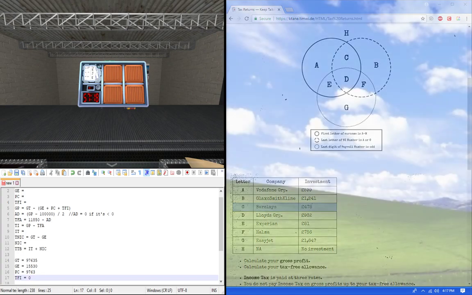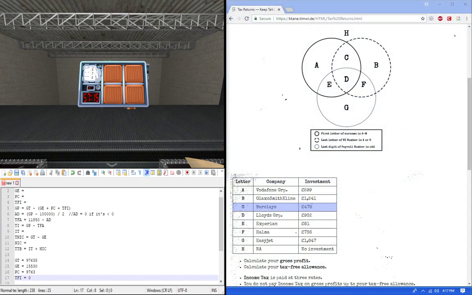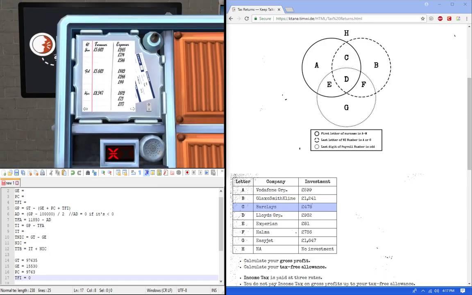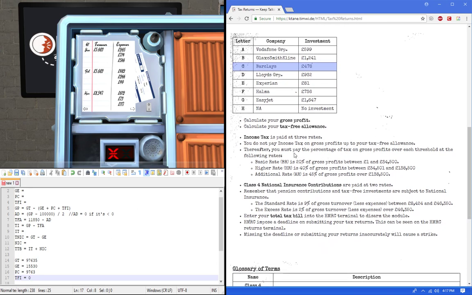Let me just look real fast. Okay. Yes. Okay. So 0 times our 478 is 0 because we have no unique port types. So that's going to be a 0.